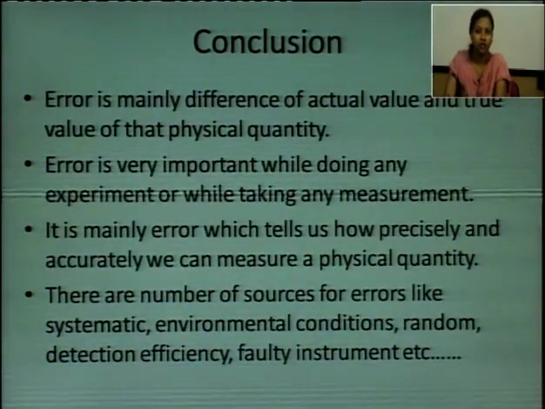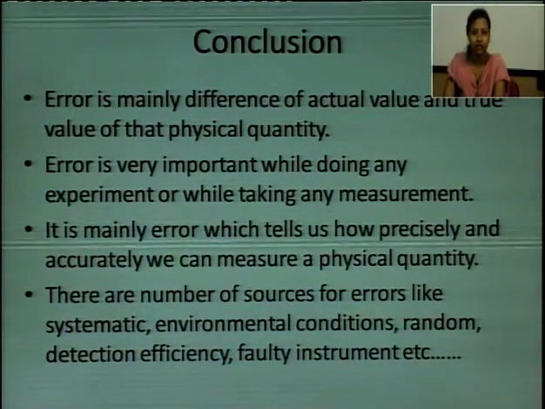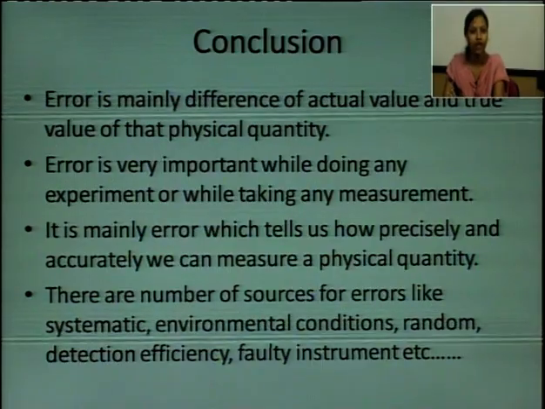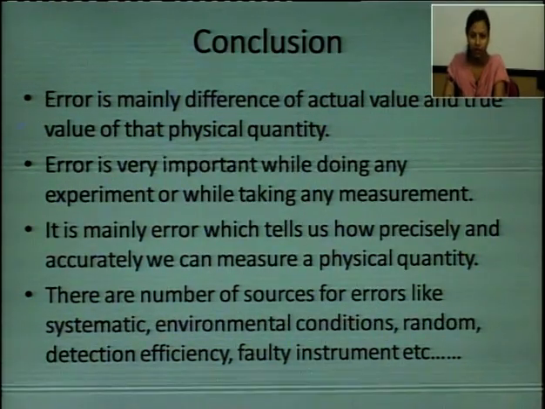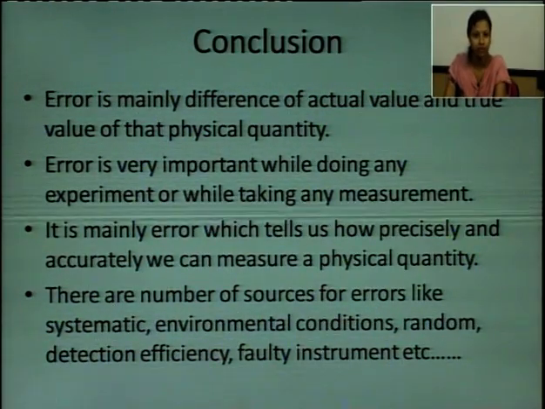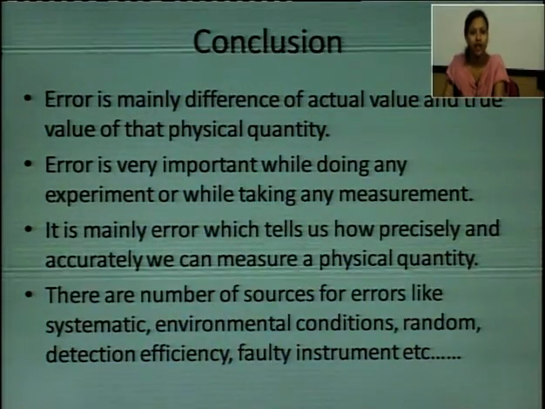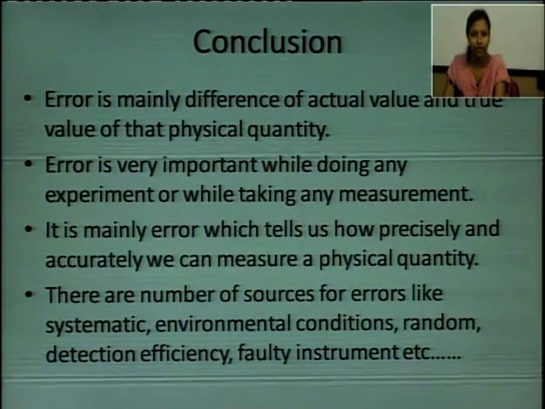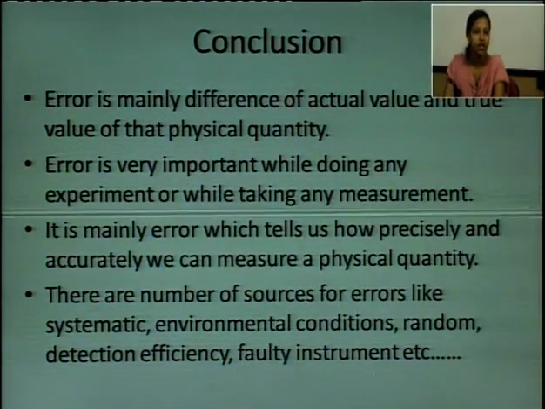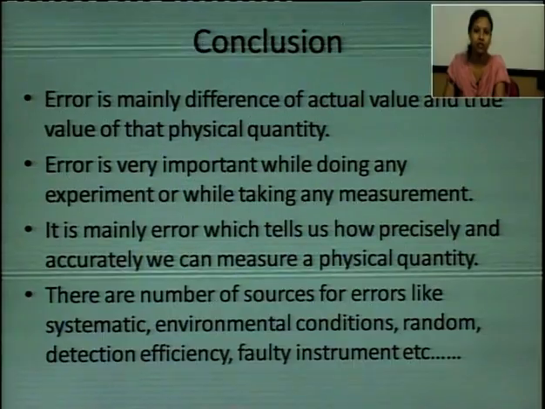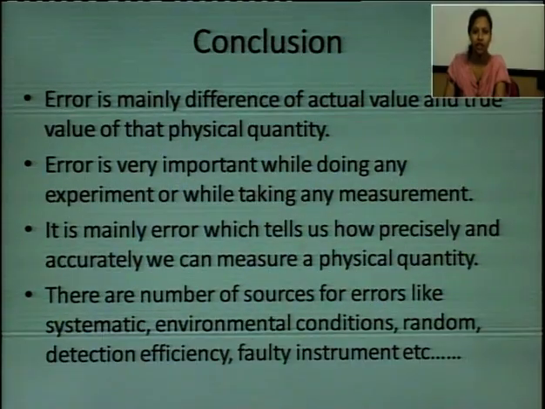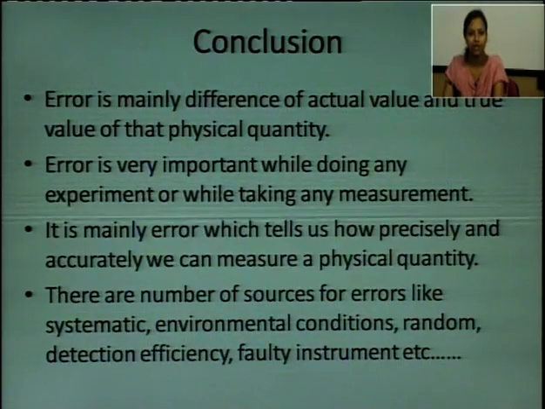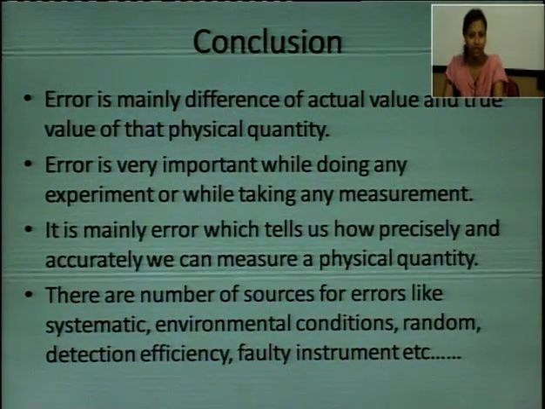So next, the conclusion: error is mainly the difference between the measured value and the true value of that physical quantity. Error is very important while doing an experiment or while taking any measurement. It is mainly error which tells us how precisely and accurately we can measure a physical quantity. There are a number of sources for the error, like systematic, environmental condition, random error, detection efficiency, faulty instrument, etc.